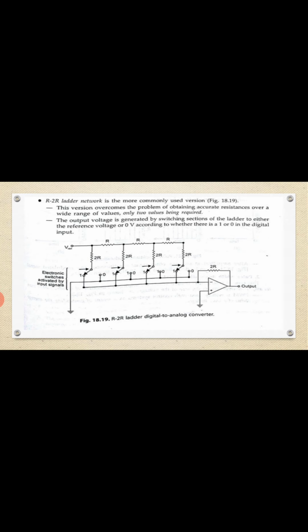The output voltage is generated by switching sections of the ladder to either the reference voltage or 0 volt, according to whether there is a 1 or 0 in the digital input. So here the electronic switch is activated by the input signals. If it is 1, depending upon the digital input, it will be activated. Finally, the summing amplifier sums and gives a corresponding analog output voltage with respect to the digital input you have given. I repeat, whatever input you give in digital form is converted into analog form.